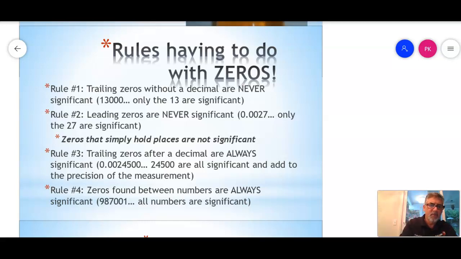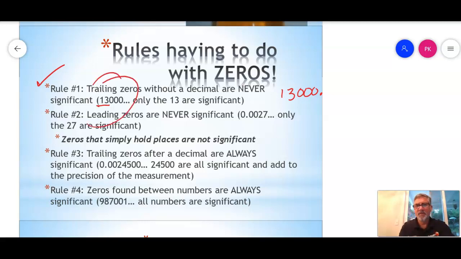Trailing zeros, here are the rules we have to follow. Trailing zeros without a decimal are never significant. So this one has 2 significant digits. The 3 zeros at the end just tell me the magnitude, or the size, of the number: 13,000. So this has 2 significant digits. If I said 13,000 with a decimal point, I would have 5 digits, because a decimal point tells me where my precision was in that number. This number, 13,000 over here, is not very precise.